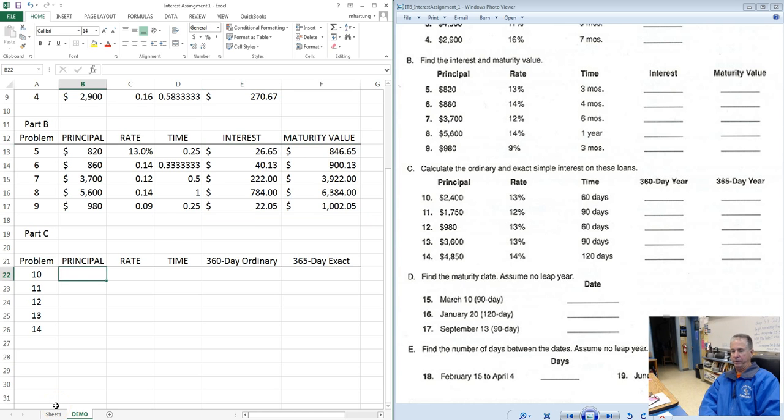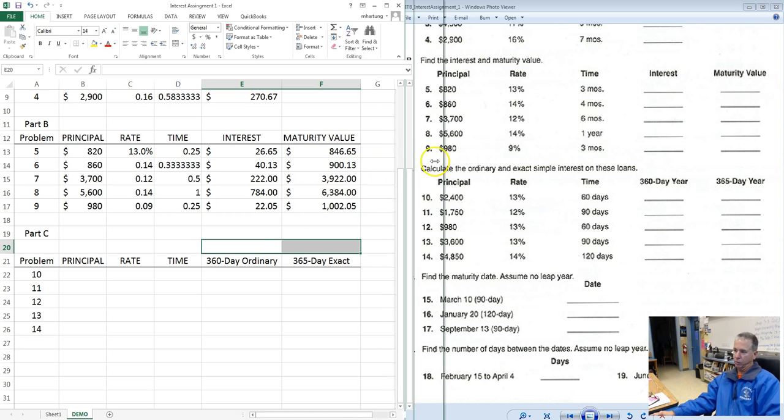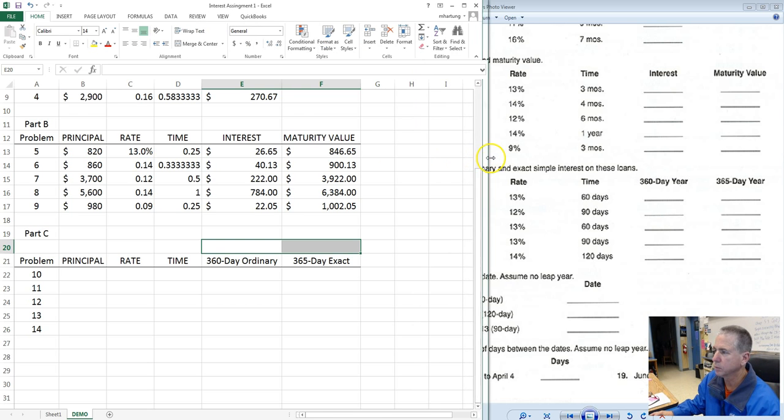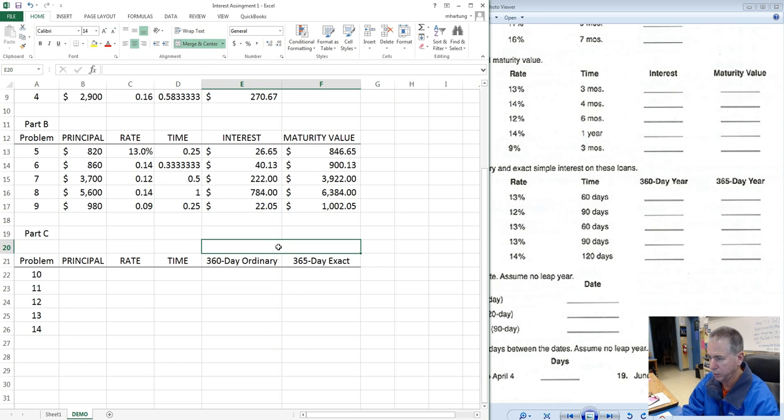So part C, further application of the simple interest formula. This time we will take a look at calculating interest based on an ordinary year, 360-day year, and an exact year, 365-day year. Both of these are going to be interest calculations, but based on ordinary and exact years. So I'm going to go ahead and do a merge and center here, right there, and put in interest because we're going to be calculating two types of interest.